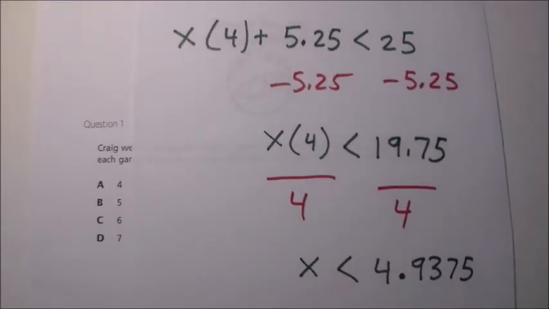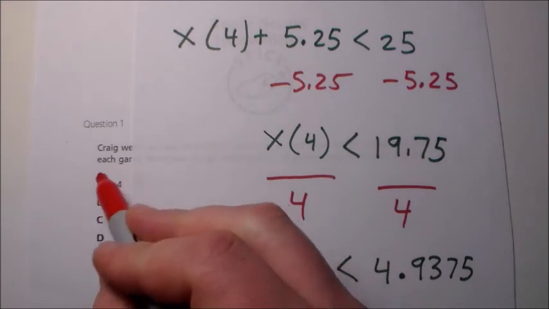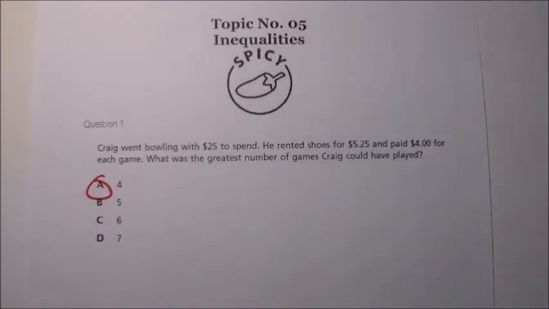The number that's highest, that's the number of games. Remember, you can't bowl 4.5 games, right? You either bowl a game or you don't. You pay for a game or you don't. The number that is the greatest number, less than 4.9375, is, of course, 4. And you're good.